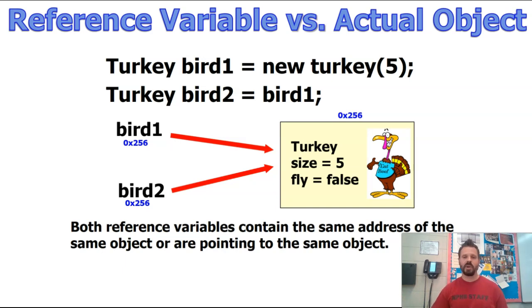Okay, so what I have here by running these two lines of code is not two different turkey objects. I have two different reference variables, both pointing to the same turkey object. Okay, so two different references to the same object. We'd say both reference variables contain the same address of the same object, or we could say are pointing to the same object.